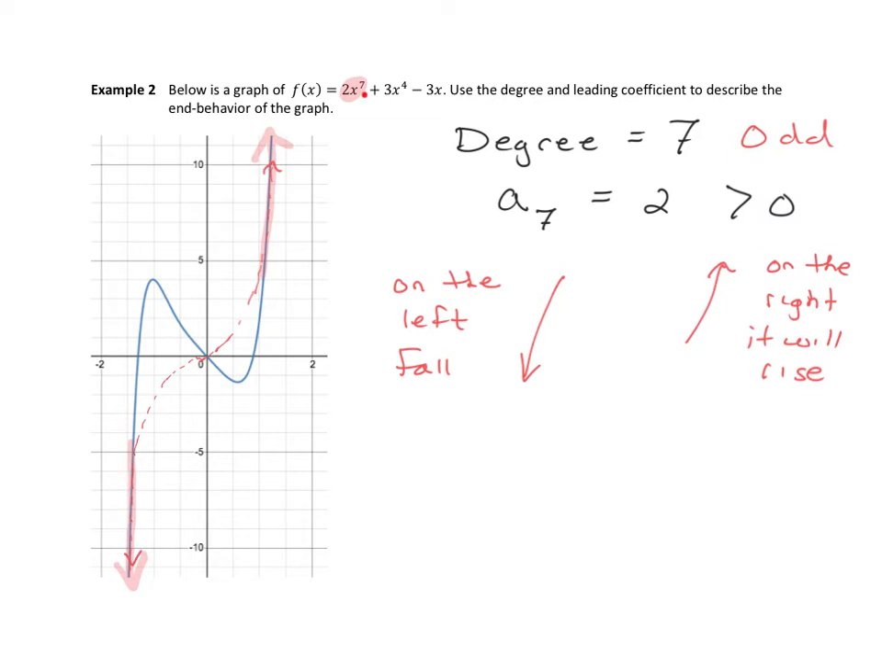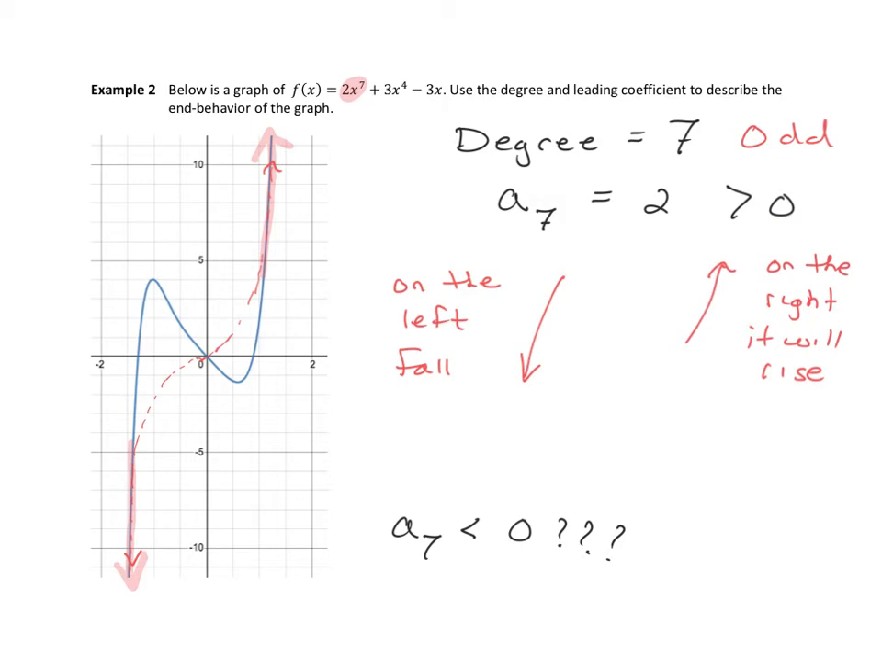Much like the graph of x cubed, x to the 5th, anything with an odd exponent will have to move up, go through the origin, and continue moving up. The only other thing I'd like to point out here is, well, what if it were that a sub 7 was negative? Again, it will just alternate.